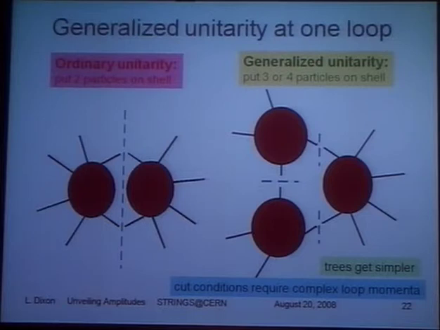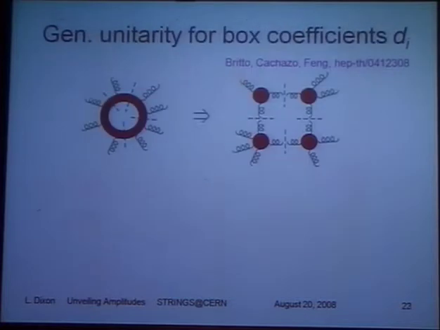And a second point is that the reason why you would like to do this is that the trees get simpler. In the same way that we saw that it was worth factorizing a complicated tree into a simple tree, that's obviously going to give you benefits when you do it inside a loop. So the case where you're trying to work out the coefficients of these box integrals was studied by Britto, Cachazo, and Feng.